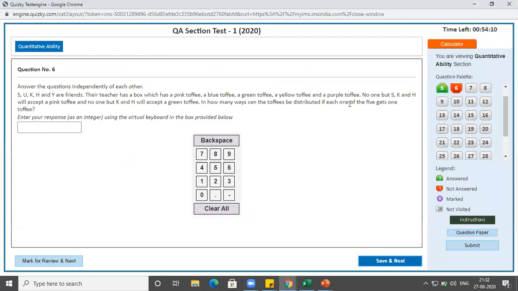And in how many ways can toffee distribution of the 5 gets 1 toffee each? So the other 3 will take any way. So 3 into 2, 6 into 3 to the 6, 36 should be the answer.